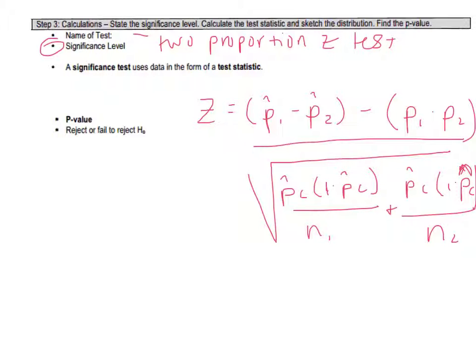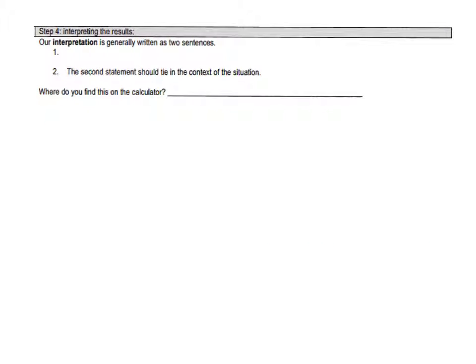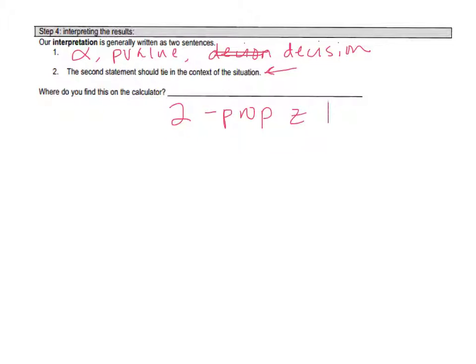And then we use our p-value in the same way. We make our decision based on our p-value. Remember that you need to link your alpha level and your p-value. If our p-value is less than our alpha, we're going to reject. And lastly, our interpretation is written the same way. Our first sentence is our alpha level and our p-value linked together, and then our decision whether we reject or fail to reject the null hypothesis. And then our second sentence is in context. On your calculator, this is the 2 proportion z-test.